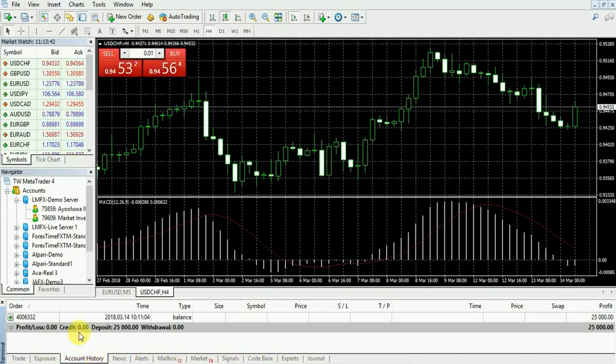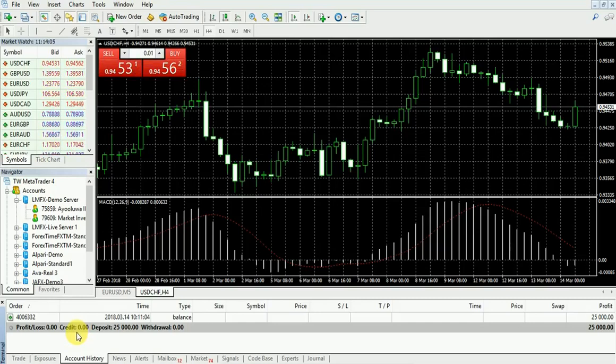So this is how to connect your broker account to MetaTrader 4. So for every account you create, there's always a MetaTrader password and login details. Generally, your username and your password will be sent to you.